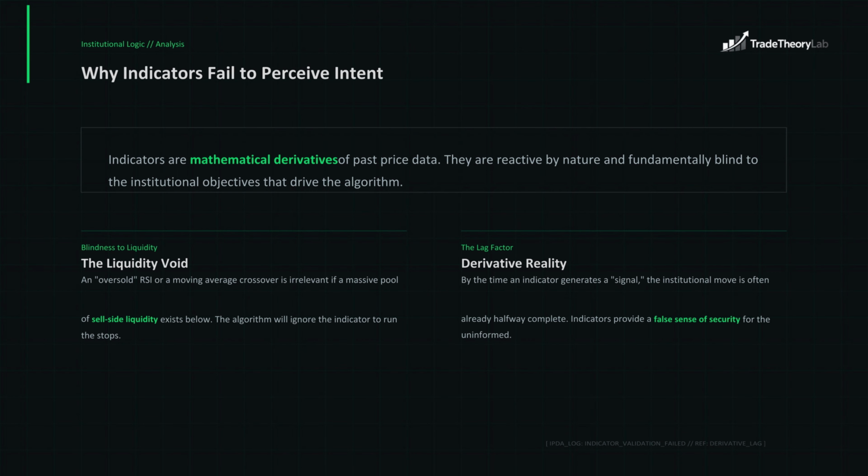Why do indicators fail to explain this? Because indicators are derivatives of price. They are mathematical formulas applied to past data. They cannot see liquidity. They cannot see the intent of the interbank price delivery algorithm. An RSI being oversold means nothing if there is a massive pool of sell-side liquidity 5 pips below the current price. The algorithm will ignore the RSI and run the stops.